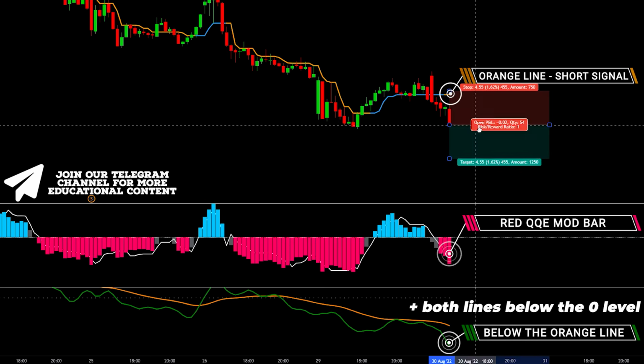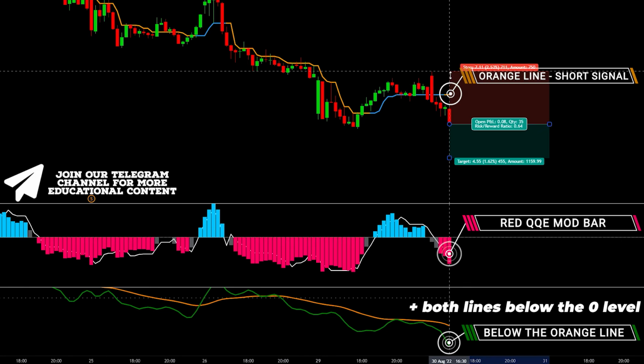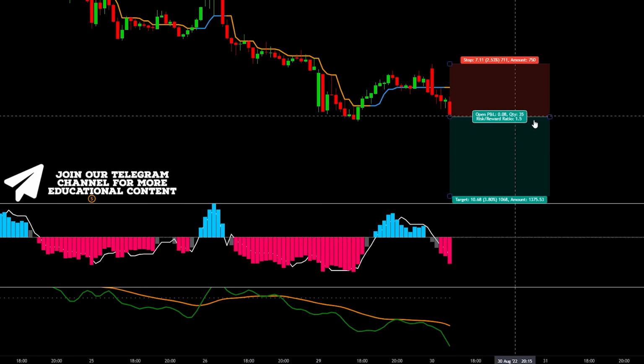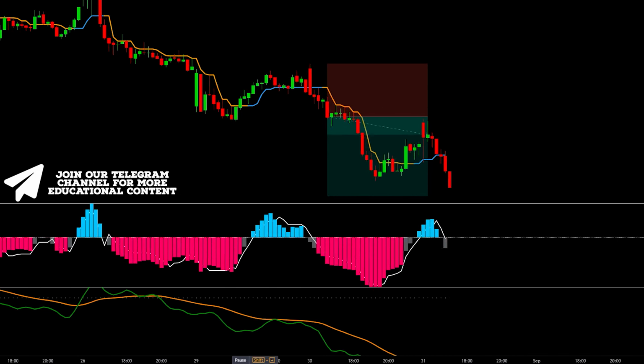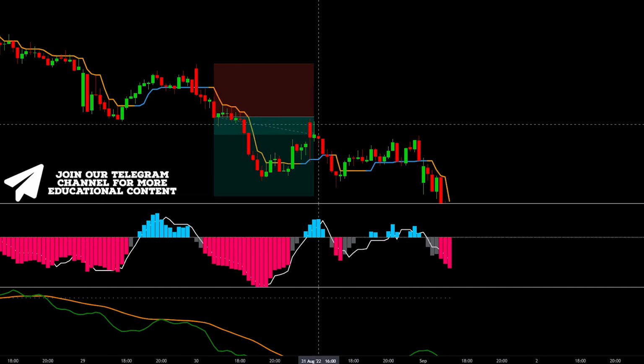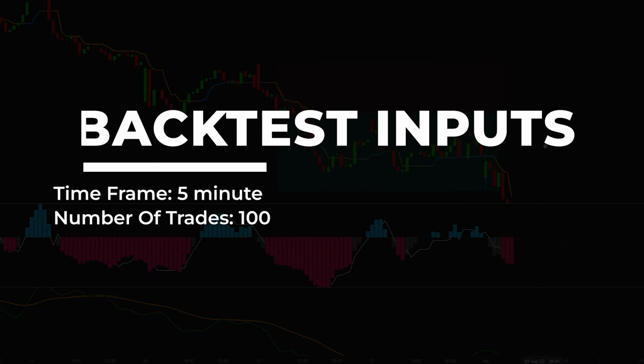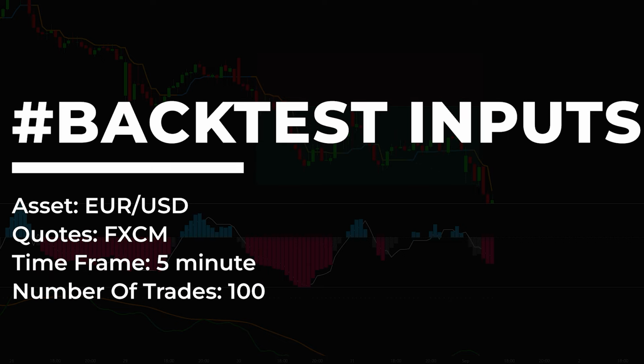We enter the trade on this candle with a stop loss above the recent high, and target 1.5 for 1 risk to reward. As you can see, our take profit was hit. With that being said, let's practically test this strategy 100 times on the euro-dollar, a 5-minute time frame, and talk through the result.